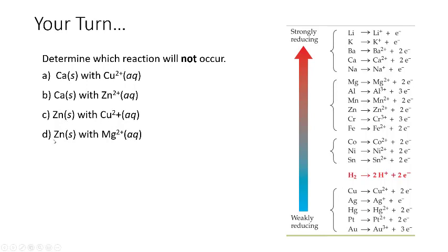Zinc and magnesium. Magnesium is up here, zinc is down here. Since magnesium is higher, it goes left to right, so magnesium solid. Zinc is lower, so it goes right to left, so that's zinc 2 plus. So magnesium solid, zinc 2 plus. Here we have the opposite, zinc solid and magnesium 2 plus. This D reaction will not occur.